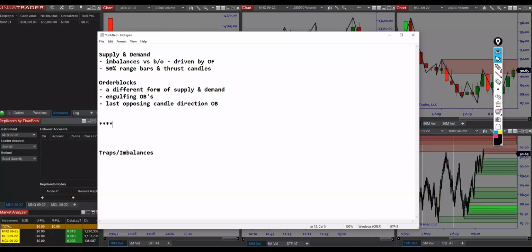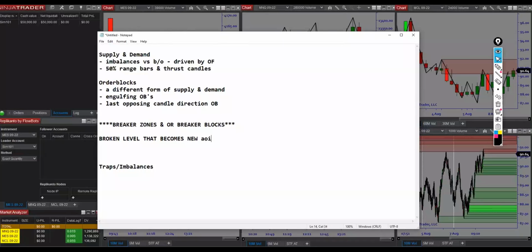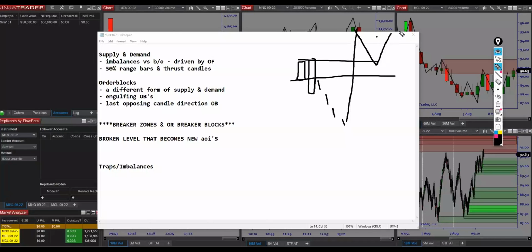It's called breaker zones or breaker blocks. All a breaker block or a breaker zone is, is a broken level that becomes a new AOI. I'll give you an example. Let's say you get an up bar and then you get a down bar. Then the market comes down, trades down, and busts through. Well, that was a supply zone that now becomes a breaker block to the other side.